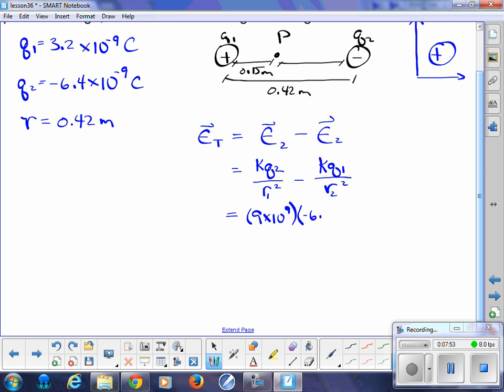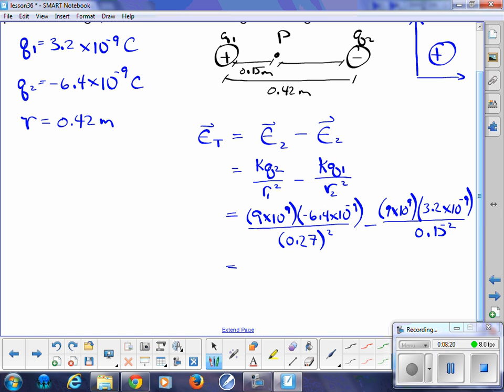Q2 is the negative 6.4 times 10 to the negative 9th, divided by, no, it won't be the 0.15 squared, it'd be 0.27 squared, the difference between 42 and 15, minus 9 times 10 to the 9th, 3.2 times 10 to the negative 9 over the 0.15 squared. And what do we end up with here? I end up with this one being negative 790, minus the other one's 1280.